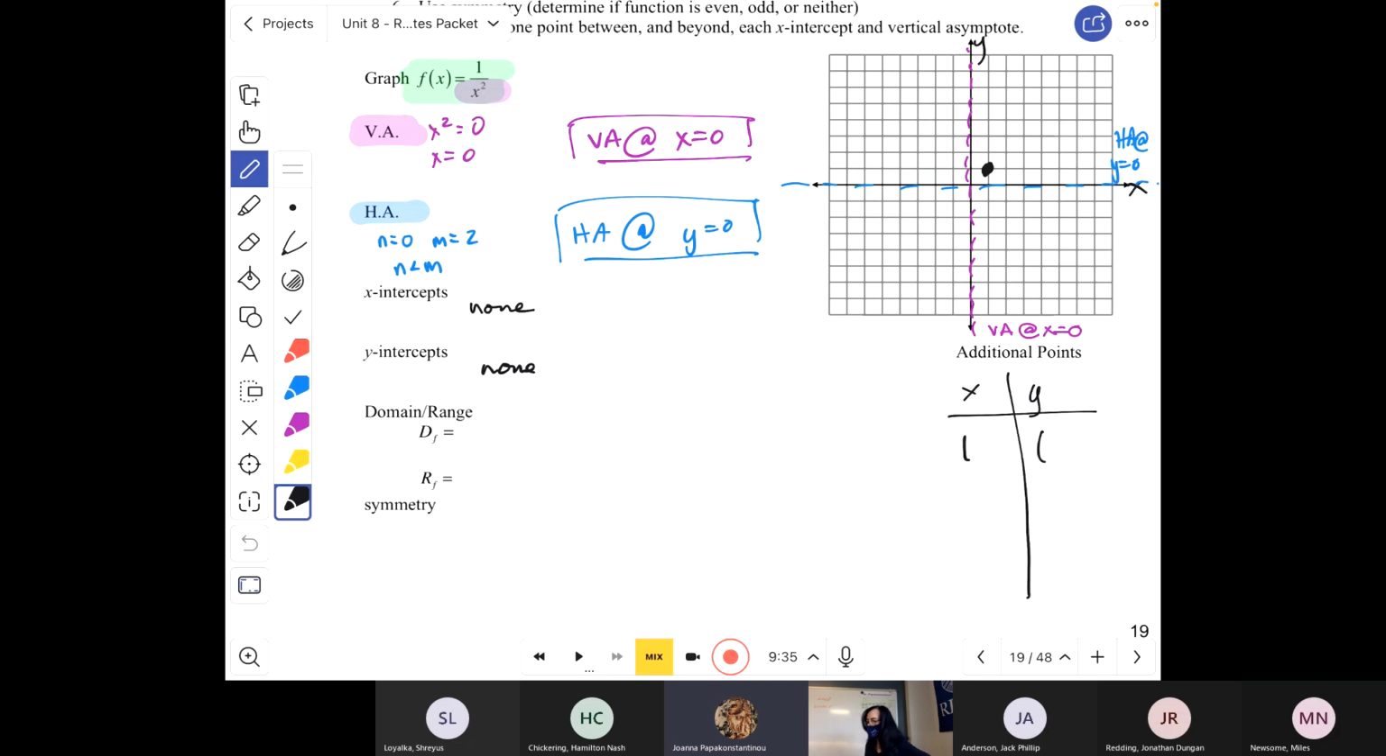Okay, so that's great, but so I know it's in the first quadrant, but I don't really know what's happening. So what if I substitute in, let's say 5? If I substitute in 5, what do I have? 1 over 25. So that means I'm getting smaller as x is getting bigger. So I'm like teeny tiny, 2, 3, 4, 5, right here.